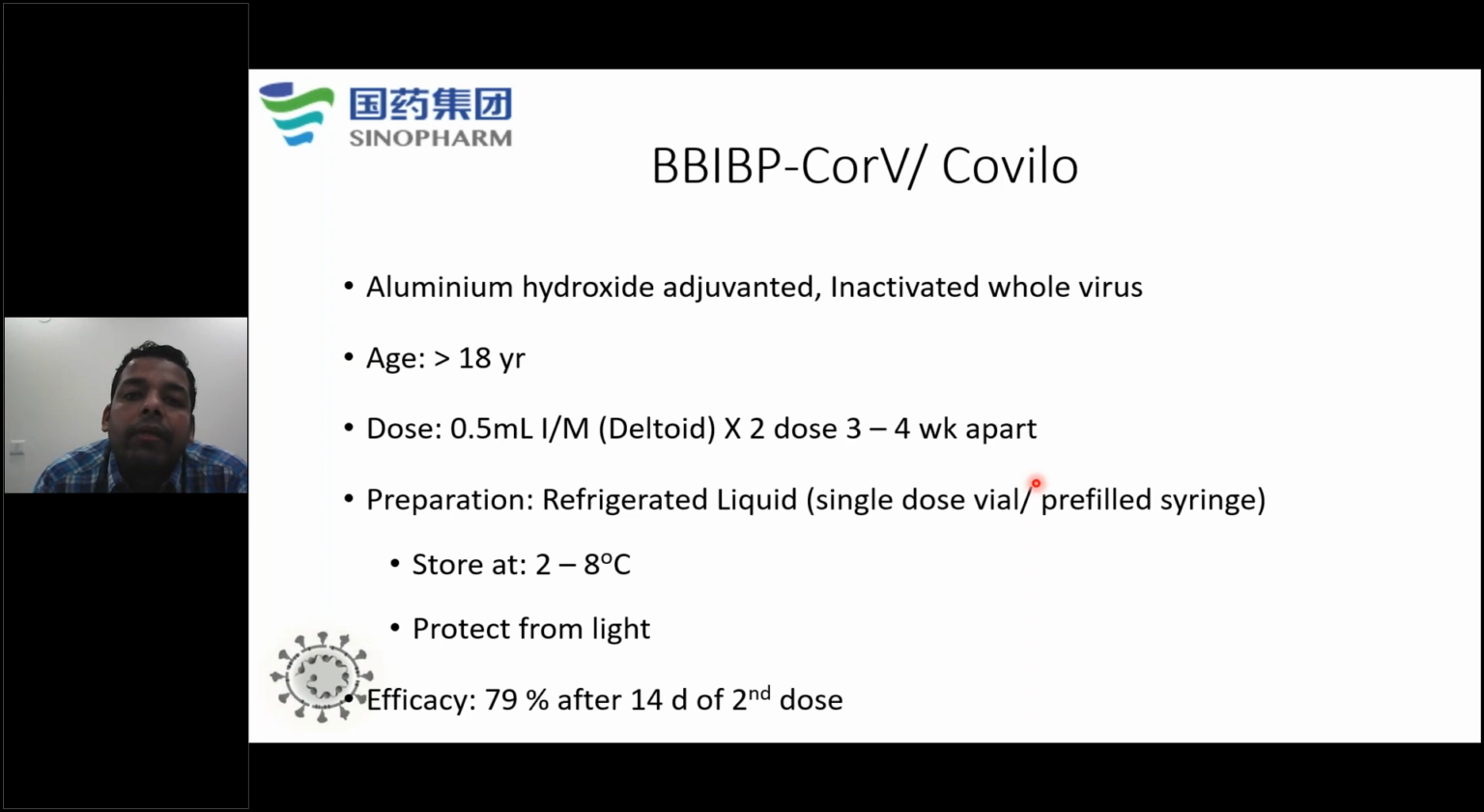The dose is 0.5 ml intramuscular in the deltoid region, 2 doses 3 to 4 weeks apart. The preparation here is a single dose vial or a pre-filled syringe. It can also be stored at 2 to 8 degrees, has to be protected from light, and its efficacy has been found in studies to be 79% after 14 days of the second dose.